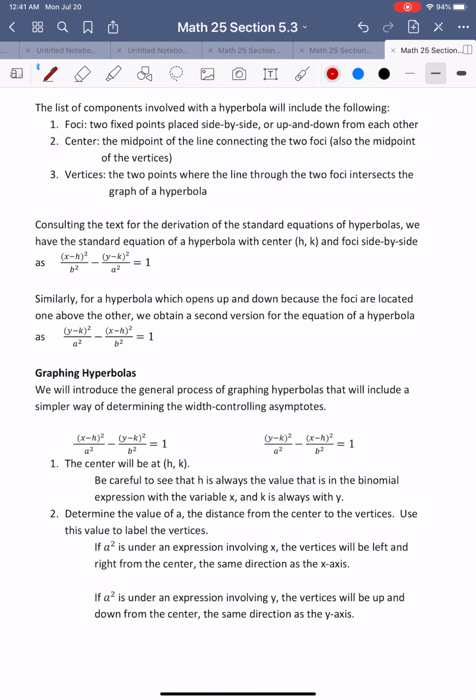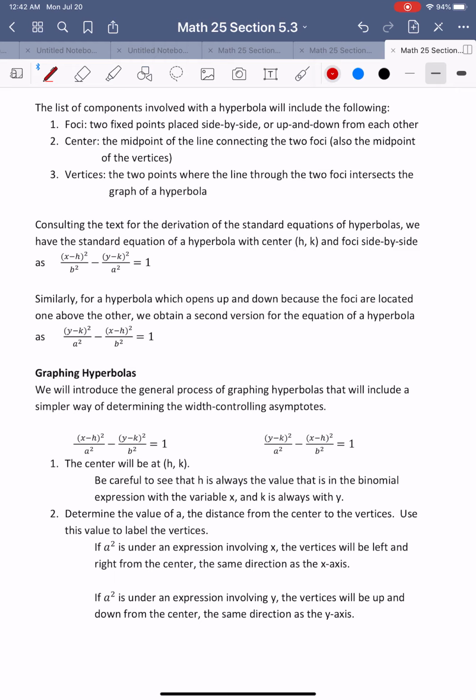The list of the components involved with the hyperbola includes the following. Number one, foci: two fixed points placed side by side or up and down from each other. Number two, the center: the midpoint of the line connecting the two foci, also the midpoint of the vertices. And number three, vertices: the two points where the line through the two foci intersects the graph of the hyperbola. Consulting the text for the derivation of the standard equation of the hyperbola, we have the standard equation of the hyperbola with the center (h, k) and the foci side by side, as we do here.